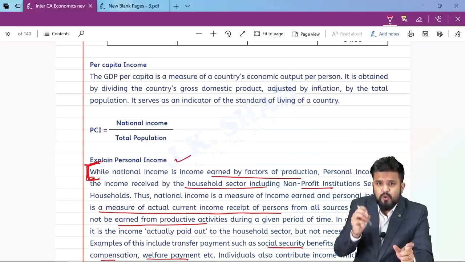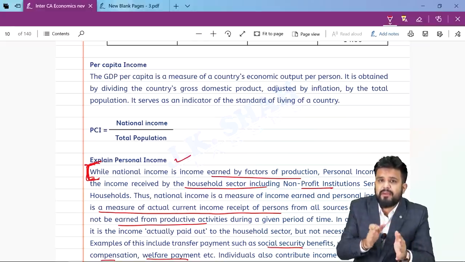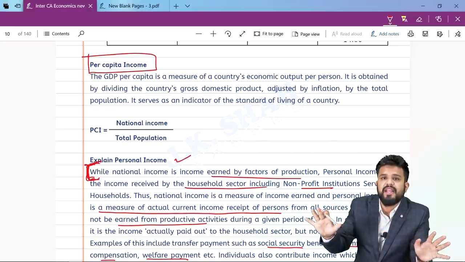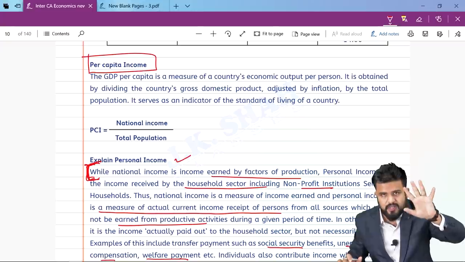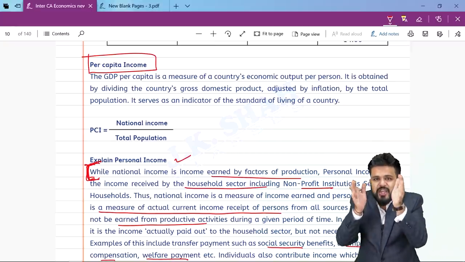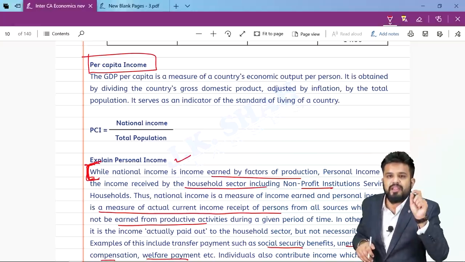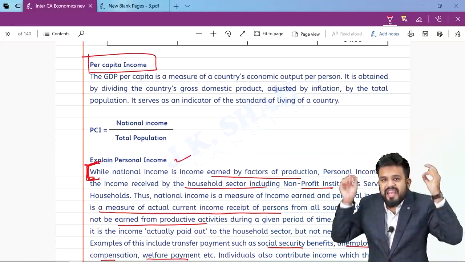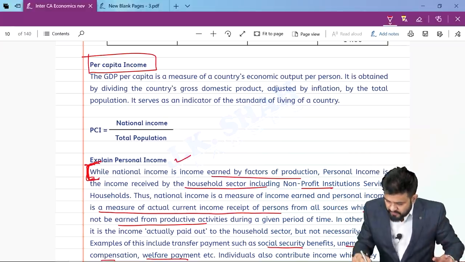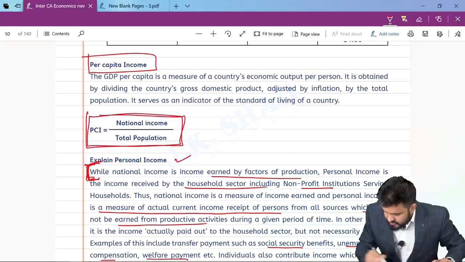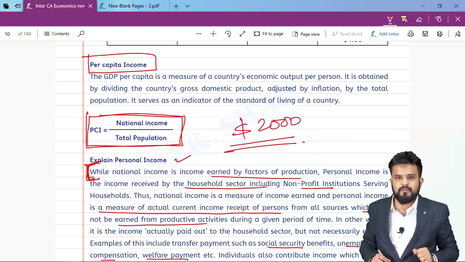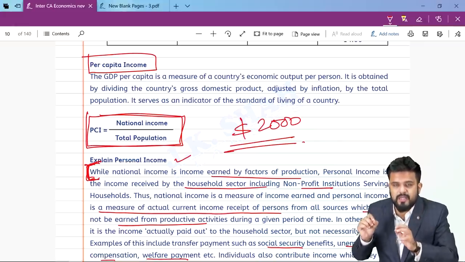Now students, another topic, a very small topic, may come for 2 marks, that is per capita income. So what is this per capita income? In very simple language, it is the average income of all the Indians. So total national income divided by total population. Repeat, total national income divided by total population. So national income divided by total population of our country, you get the average income of each and every individual in the country, irrespective of whether that person is earning or not. So very simple formula, national income divided by total population. And just for your knowledge, India's per capita income is approximately $2,000.